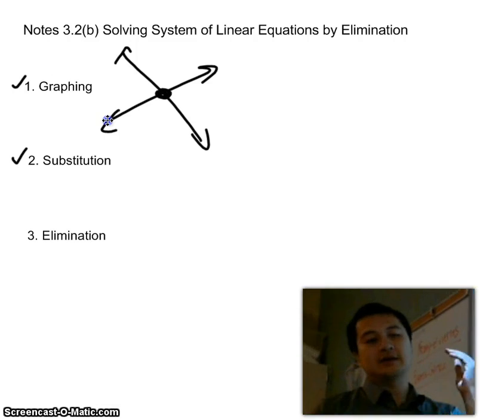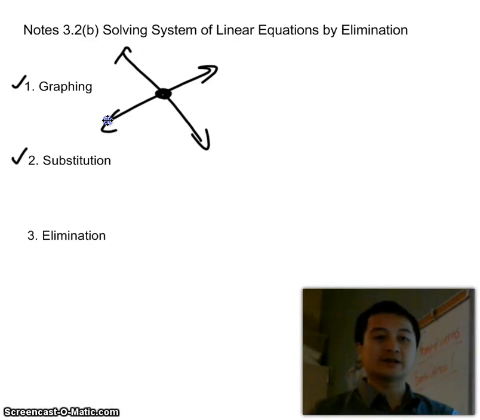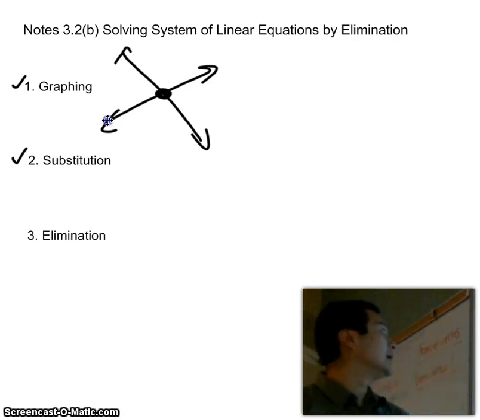Substitution is great. It's accurate. You could get the right, exact answer. But the problem is you can't substitute everything. Or you can, but it gets more complicated. So we're going to learn elimination to fill in the other gap. So we're going to learn 3 ways to solve a system, and that's the only 3 ways we're going to learn. So take a look.